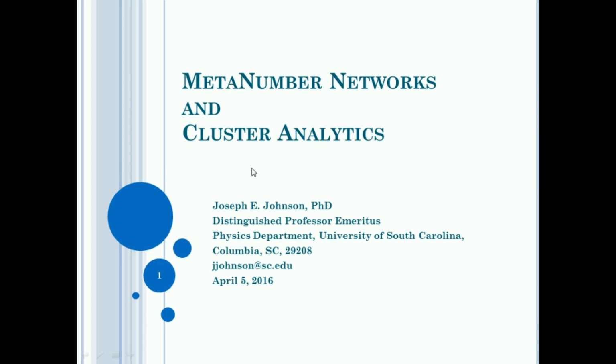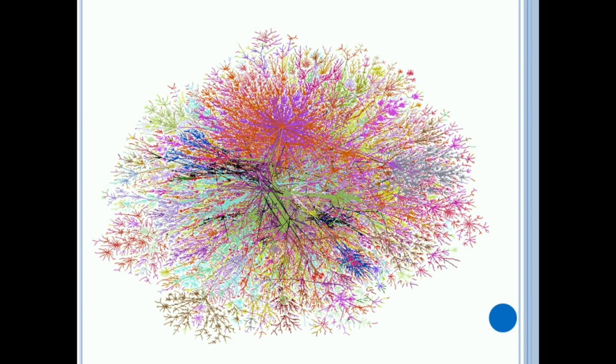This presentation is designed to follow the previous one on MetaNumber, the standardization of numerical information. This is an example of a network. Networks can capture information about the connections among things, a kind of information technology. It's easy to look at this and see the incredible complexity behind this network.